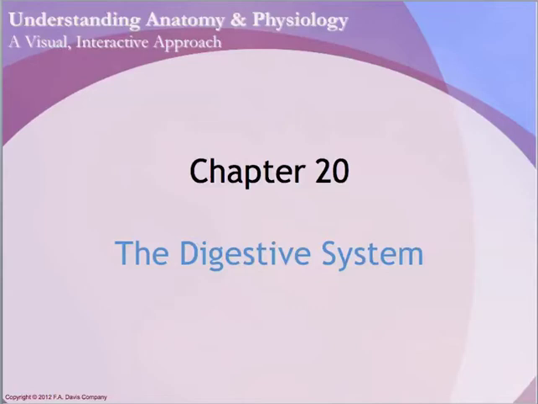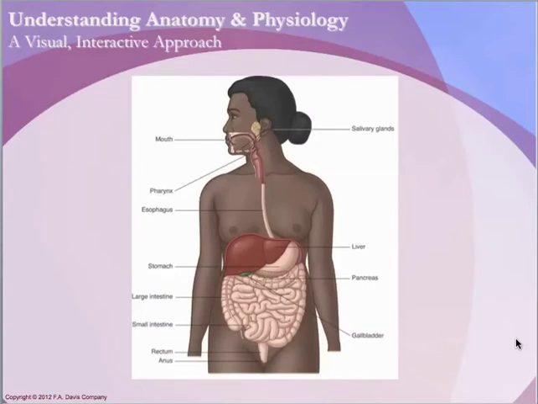We're going to talk about all the different pieces of the digestive system and what they all do. So we have the main digestive tract, which includes the mouth, the pharynx, the esophagus, stomach, large intestine, small intestine, rectum, and anus. Basically, it's a tube that extends from the mouth to the anus. Then we have the accessory organs, and those are the salivary glands, liver, pancreas, and gallbladder. So we'll talk about all those as well.